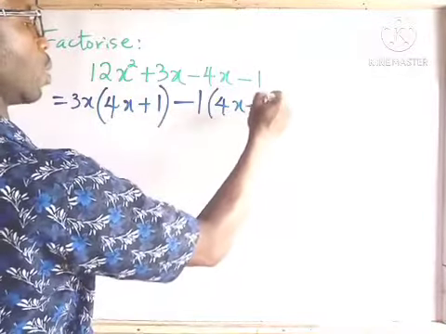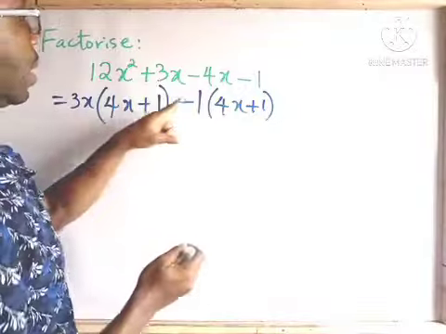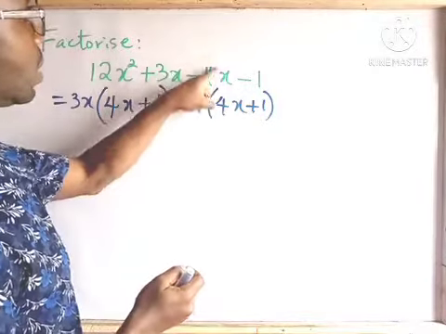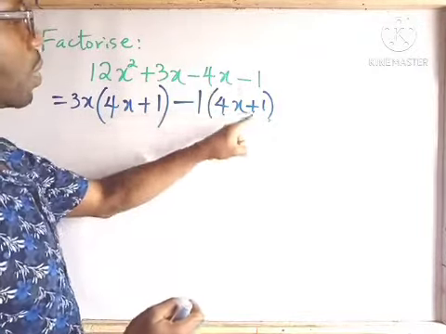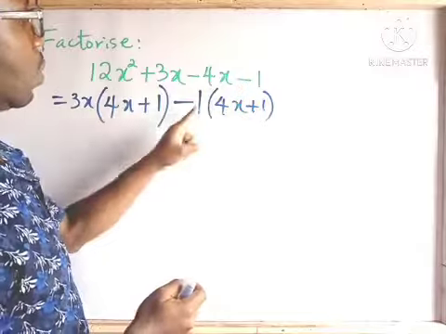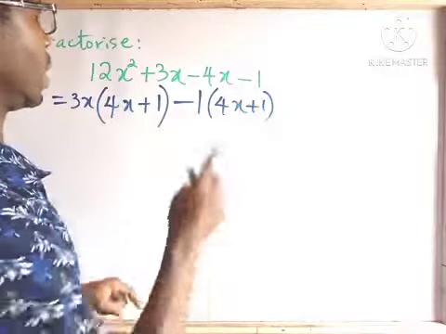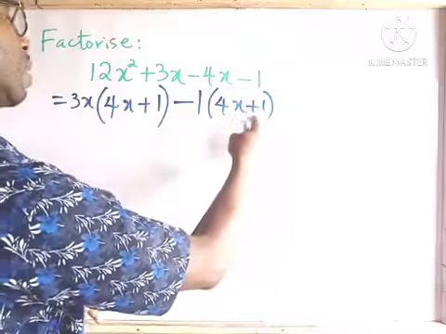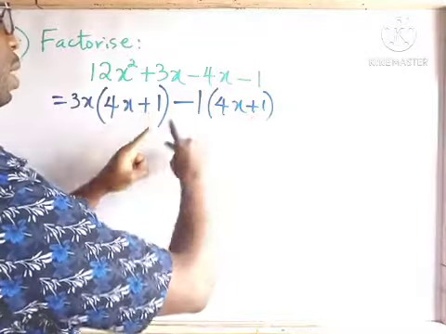Then check if you are right. If I multiply this by this, it will give me this. If I multiply negative by positive, it will give me negative. Then 1 times 1 will give me 1. If you make a mistake of putting negative here, it will be different from this, and it will make a mess of everything you have.